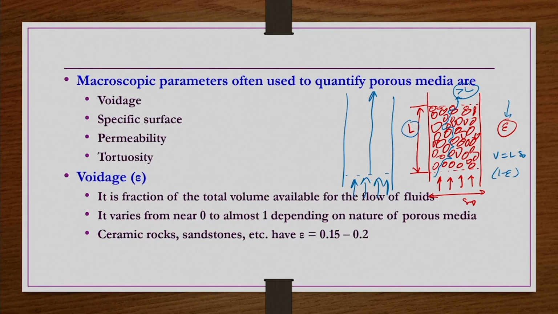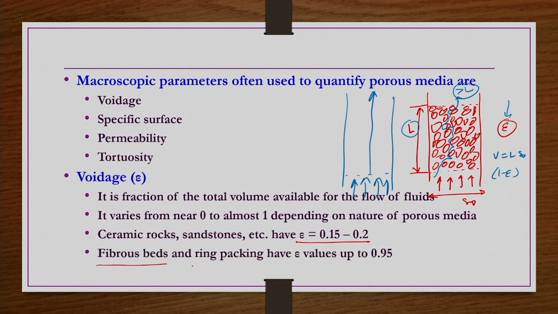Either of the extremes is possible, but in general ceramic rocks, sandstones, etc., such consolidated porous materials have an epsilon range of 0.15 to 0.2. But fibrous beds and ring packings may have an epsilon value even up to 0.95. So, it is not that only a certain range of epsilon is possible; it can be close to 0, and it can be close to 1 as well. However, in most chemical engineering applications, epsilon varies between 0.4 to 0.6, or maybe between 0.45 to 0.55.